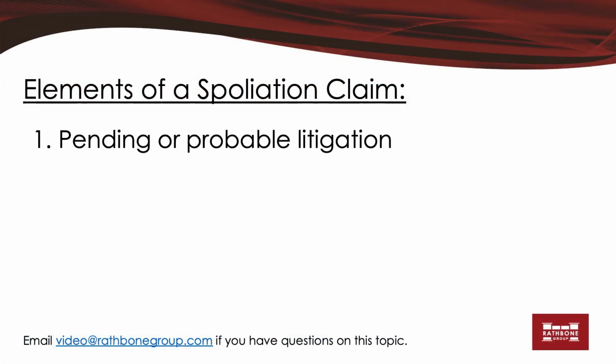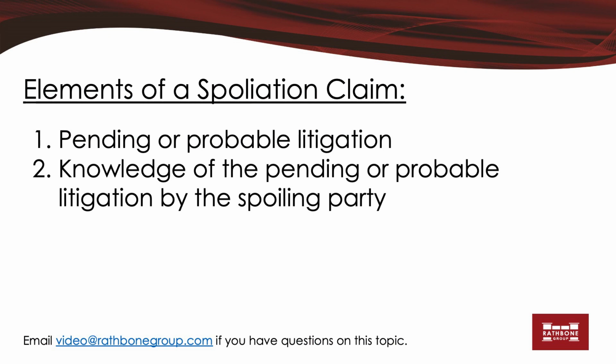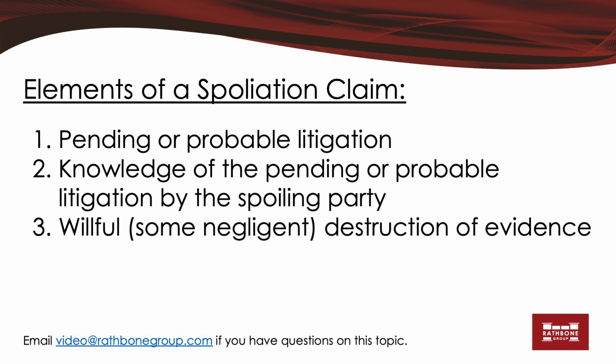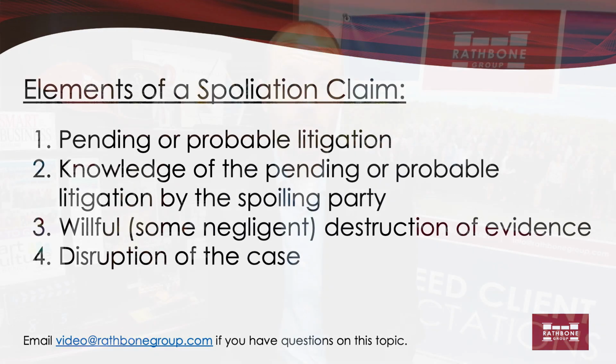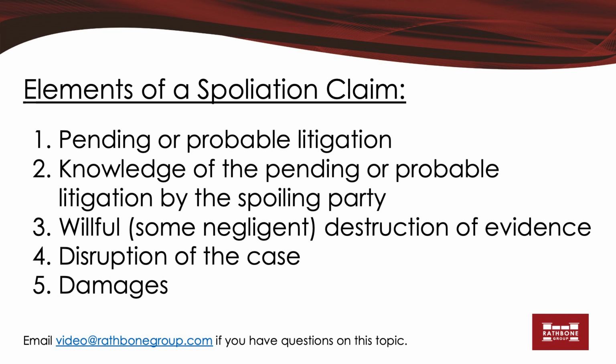And the elements of a spoliation claim are: you need to have pending or probable litigation involving the plaintiff. So the person bringing the spoliation claim either has to have pending litigation or there's probable litigation. The defendant, the person who destroyed or lost the evidence, needs to have knowledge of that pending or probable litigation. You need willful or even negligent, in some states, destruction of that evidence. You need a disruption of the plaintiff's case. And this is something that's very important, because just because the evidence is gone, if the evidence wouldn't have helped the plaintiff or the defendant, then there's no real harm in that, and the court's not going to allow pursuit of a spoliation claim. But if there is disruption of the plaintiff's case and then damages, so the case was disrupted and they were unable then to collect. So damage to the plaintiff due to defendant's action is also required.